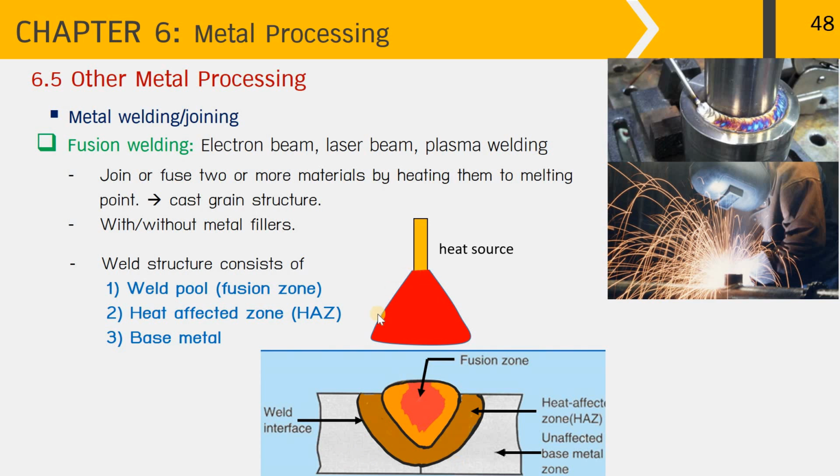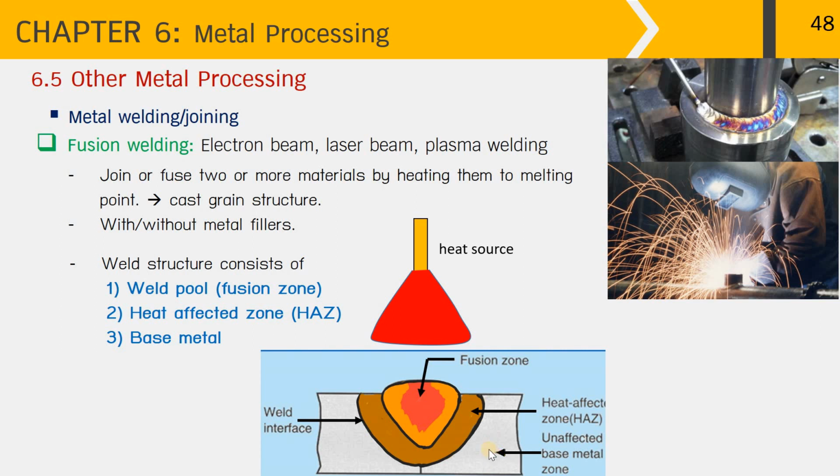By applying the heat source from the top, the heat source will directly melt down the metal structure here in the fusion zone, creating the weld pool, and as it solidifies, it will form the weld metal. Away from the heat source, from the middle, the amount of heat is lesser than in the middle. So in this area, we have the heat affected zone or HAZ.